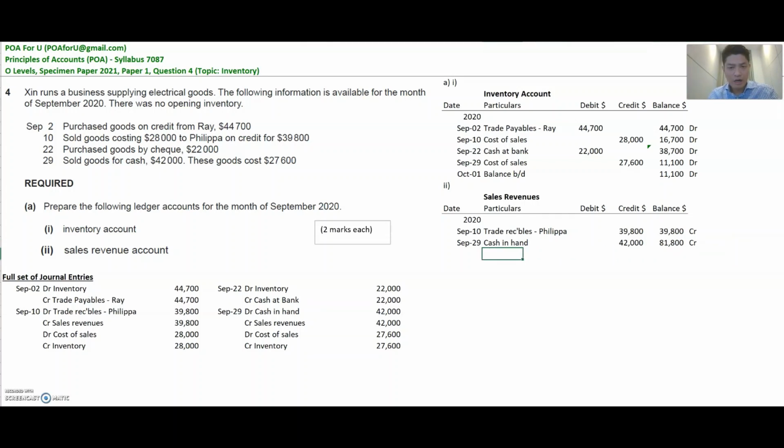The revenues account, which is a statement of financial performance account, will always be closed at the end of the month to the income summary. Just to close it off, and this number will be brought into the statement of financial performance for you to compute your ultimate profit or loss. Okay, so that's the first part of question 4.